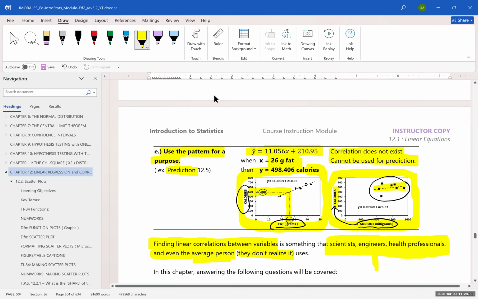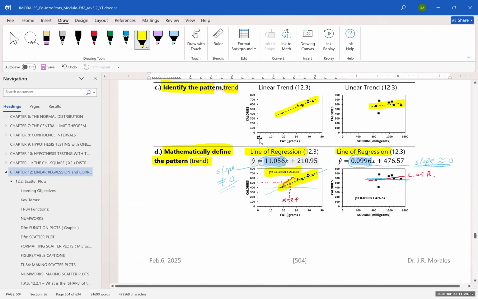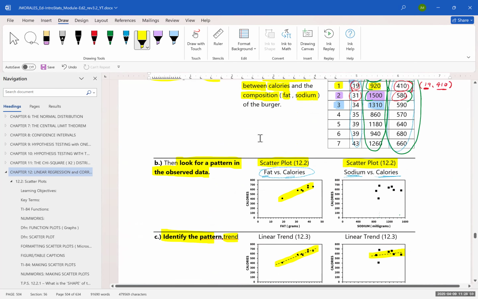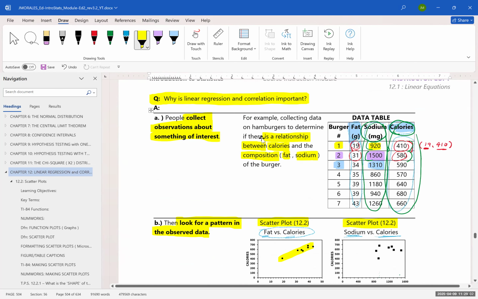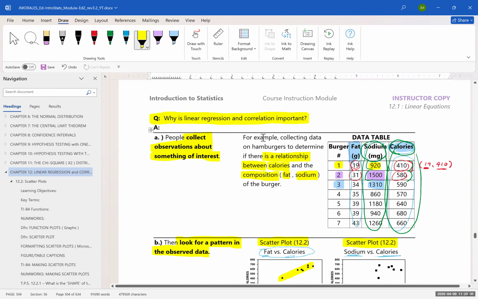So that's pretty much the process, the 30,000 foot view of what we're doing here in chapter 12 and why it's useful. So let me stop this video here. Let me know if you have any questions.